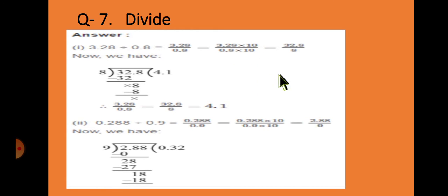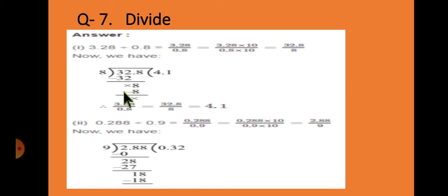Because we will remove the decimal from the divisor. Our divisor is 0.8, so we need to remove the decimal from the divisor part. That's why we do this process. Then after that, you already know how to divide 32.8 by 8.